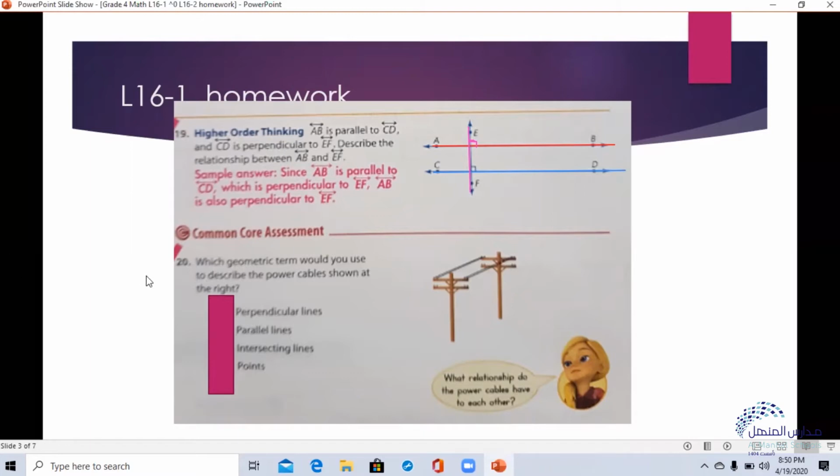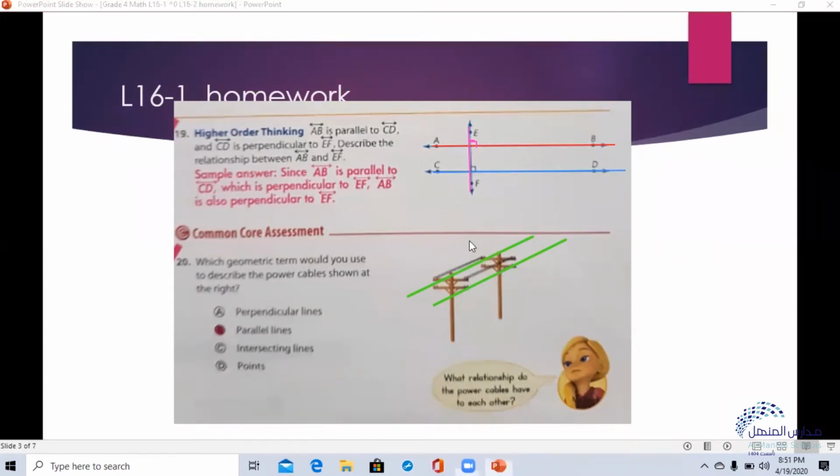Which geometric term would be used to describe the power cable shown on the right? If I draw some lines here, make this a little bit bigger and green, from this point to that point, and from this point to that point, those lines will never cross. They run next to each other. And lines that run next to each other are called parallel lines. So the answer should be B, parallel lines. Take a moment to pause the video just to write down your answers.